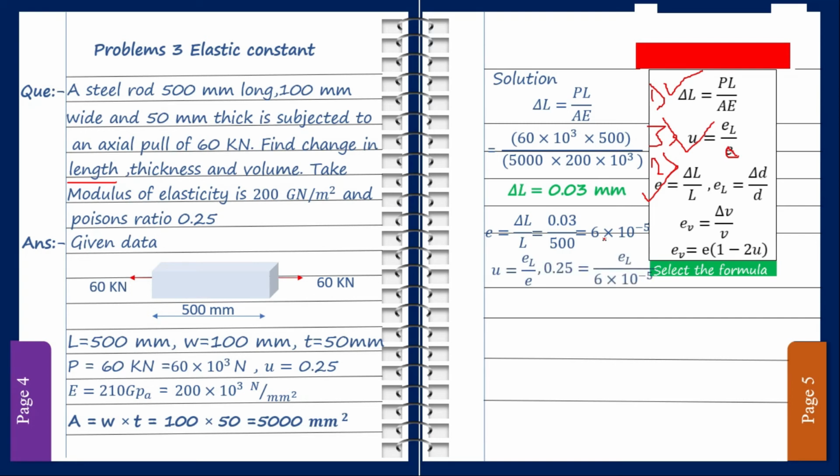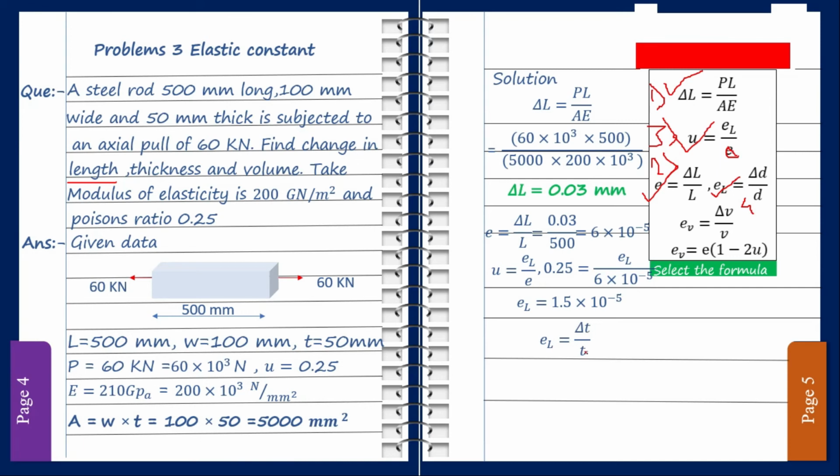This I am using that formula, 0.25 mu is 6 into 10 raised to minus 5. I get EL 1.5 into 10 raised to minus 5. Once I get EL, just put in this formula. So this is my fourth formula.